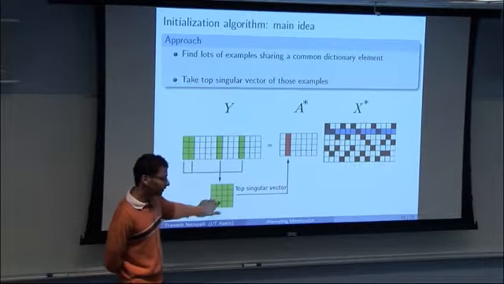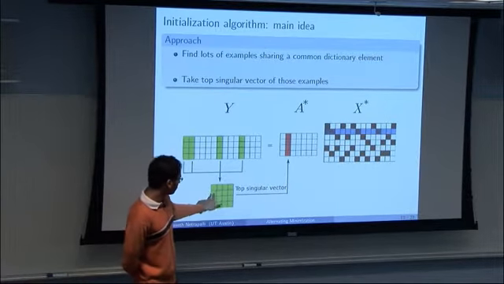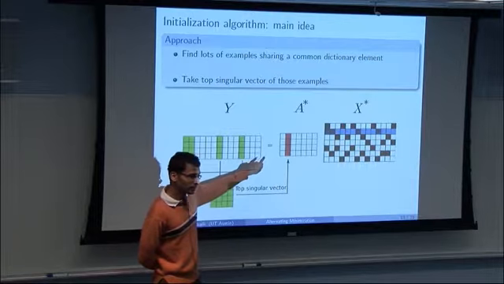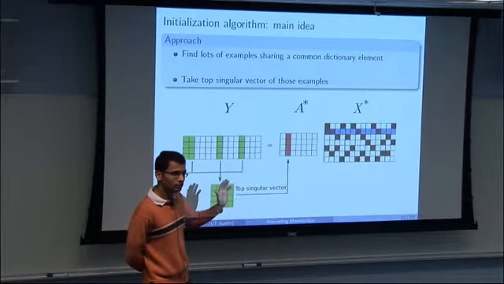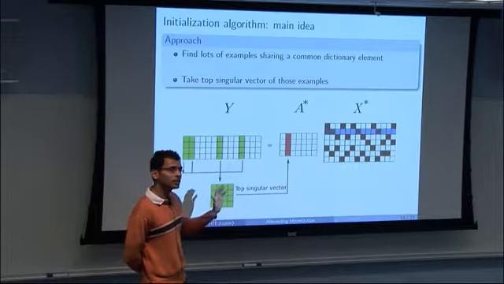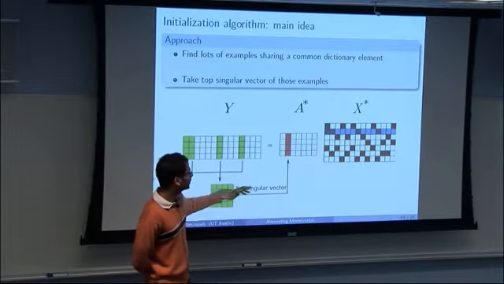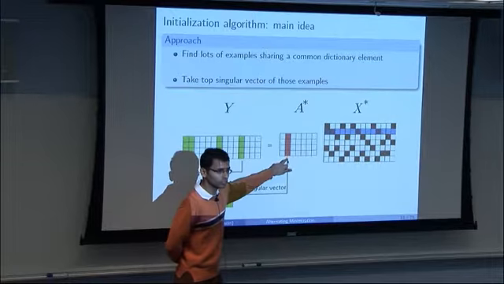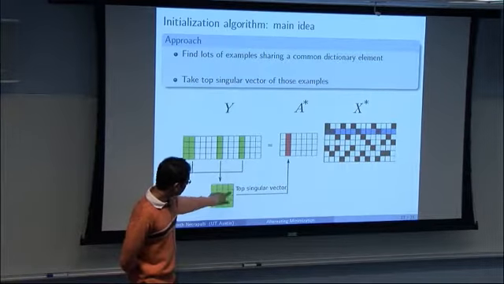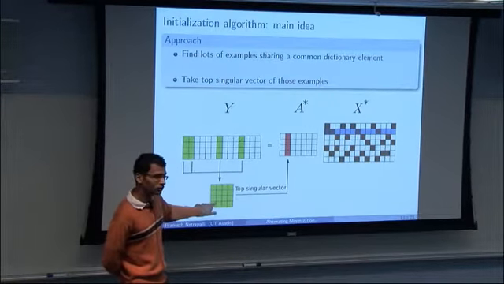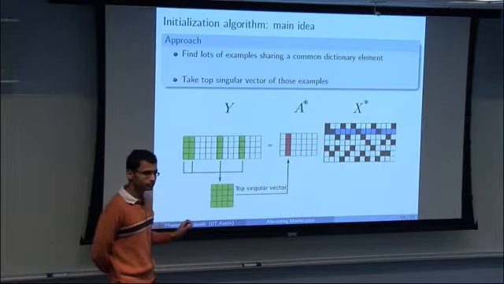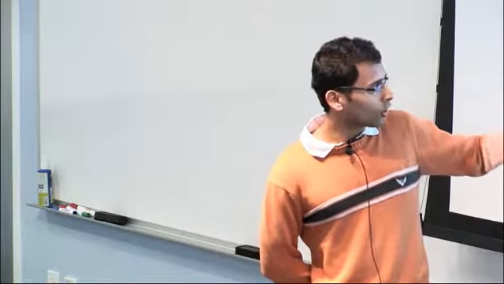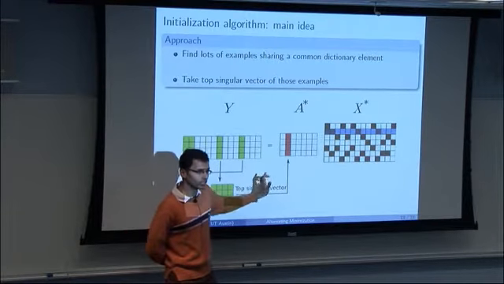We put them in a matrix. Since all of these share the same dictionary element, if they used all the other dictionary elements in a random fashion, and since all the other dictionary elements are almost orthogonal to this one due to the incoherence assumption, the top singular vector of this matrix is a good approximation for this dictionary element. So the problem boils down to finding a lot of examples sharing a single dictionary element.